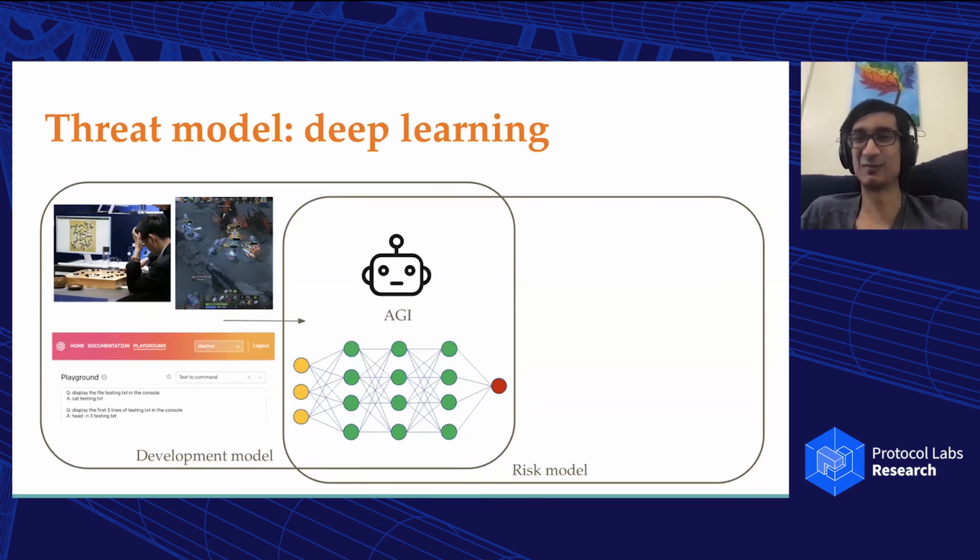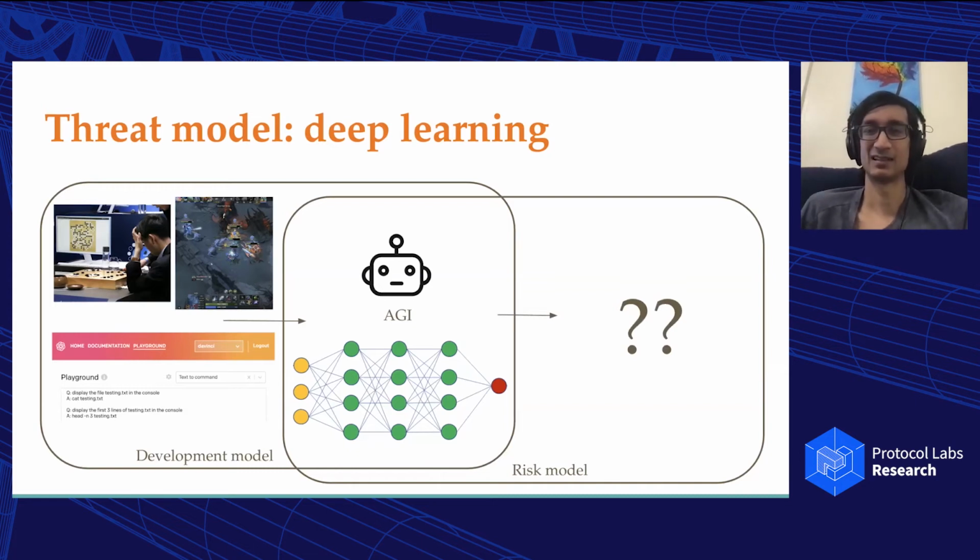Again, super hand-wavy and vague, mostly because it's not the focus of this talk, but that's roughly the development model I have in mind. And so then you might ask, what is the risk model here? And there are really two risk models.